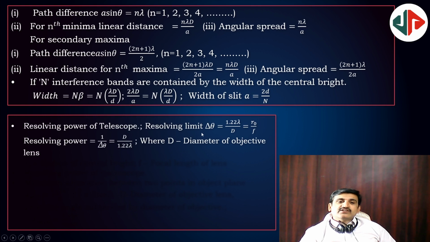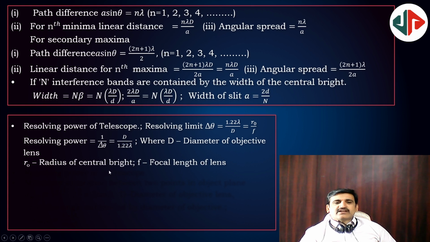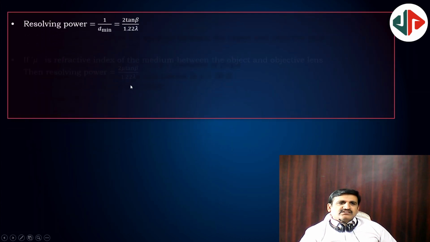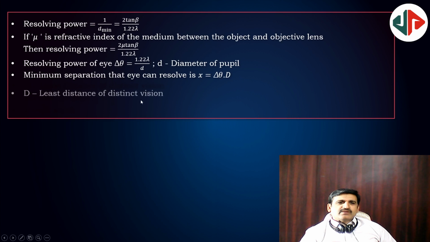Resolving power of telescope. Resolving limit is equal to delta theta equal to 1.22 lambda by d, and resolving power is equal to the reciprocal of the resolving limit, that is 1 by delta theta equal to d by 1.22 lambda. R0 is the radius of the central bright, f is the focal length of the lens. Resolving power of microscope. Minimum separation between 2 points in the object plane, d minimum is equal to 1.22 lambda f by d, and d minimum is equal to 1.22 lambda by 2 tan beta. Those two formulae only in the first two lines.